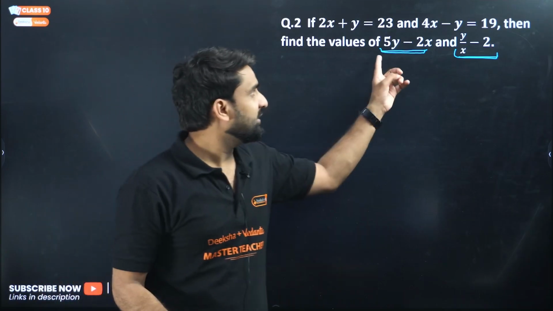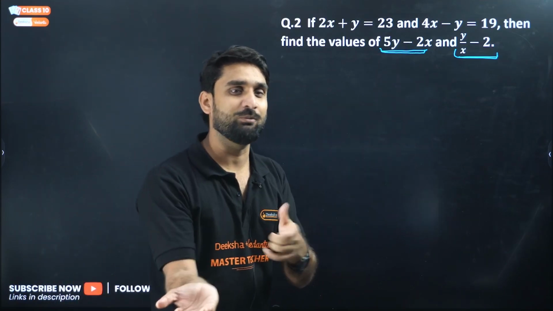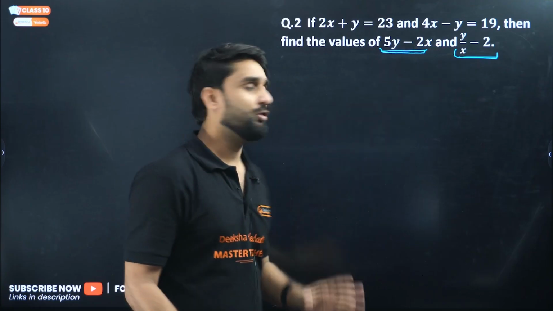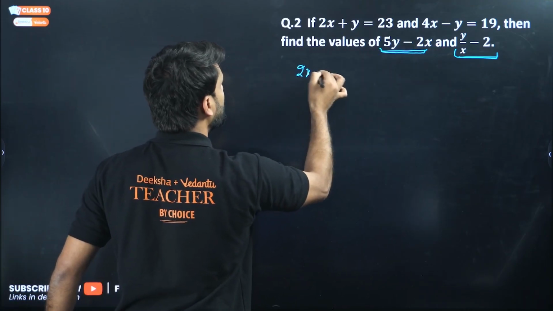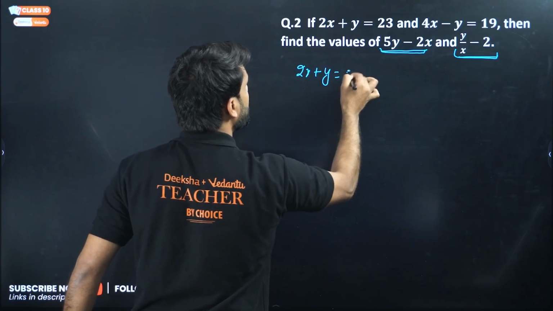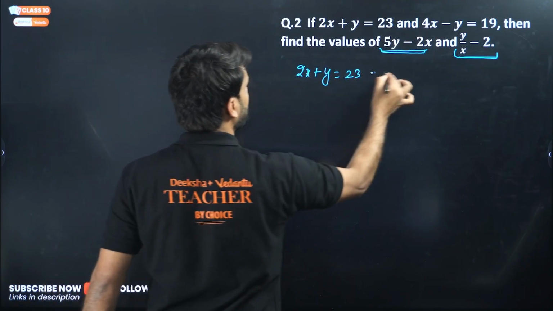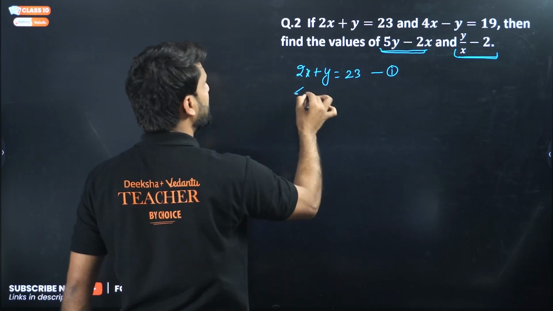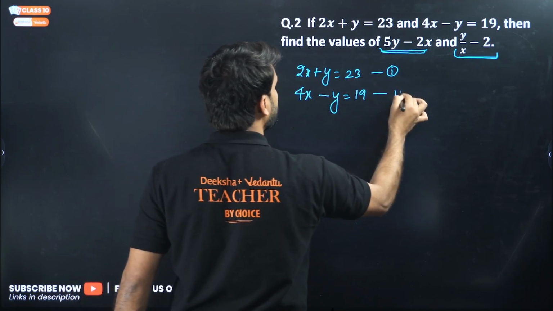So to find the value of this whole expression, first we have to find the value of x and y separately. Then you have to put the values here. So let's move to the question. The first equation is 2x plus y equals to 23. Okay, and I'm calling this the first equation, and the second equation is 4x minus y equals to 19. I'm calling it equation number 2.